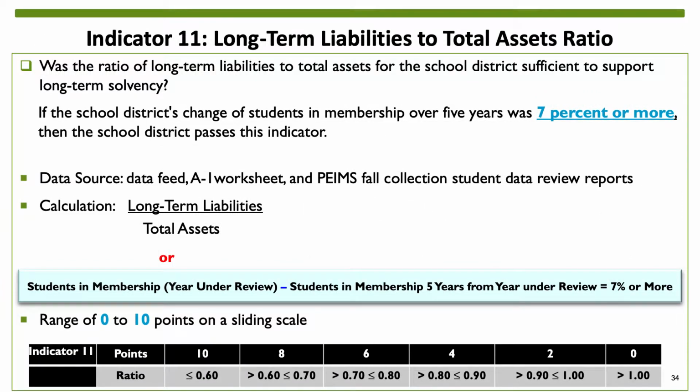Indicator 11, it is currently indicator 8. It has not changed. It's just long-term liabilities to assets. Nothing about it has changed. And no, we didn't make it a ceiling, even though if you pass it on the second part with your student membership increasing by 7% or more, you have 2 chances to pass it. But it's not a ceiling, and it's still the same formula as it is in the current rating system.